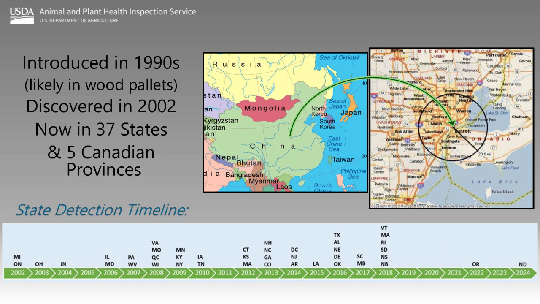So EAB's native range is in temperate Asia. It was introduced in the 1990s, likely in wood pallets or raw wood of some kind. It was discovered in the Detroit area of Michigan in 2002. It's now in 37 states and 5 provinces. This timeline of spread shows that it was almost immediately discovered in neighboring states and spread rapidly. It was found in Colorado in 2013 and in Oregon in 2022. Likely it was present a few years prior to detection, which we'll talk about more later.